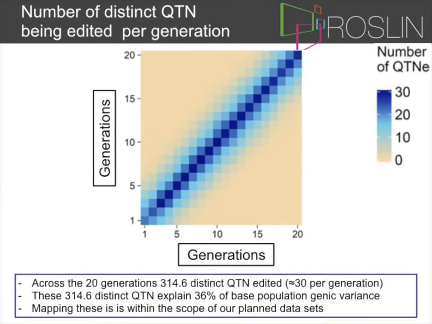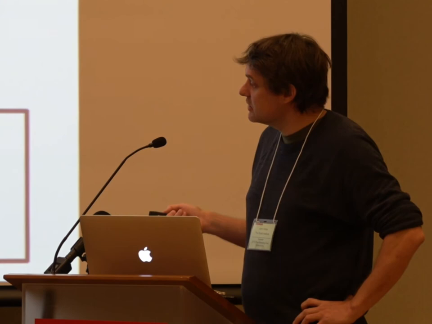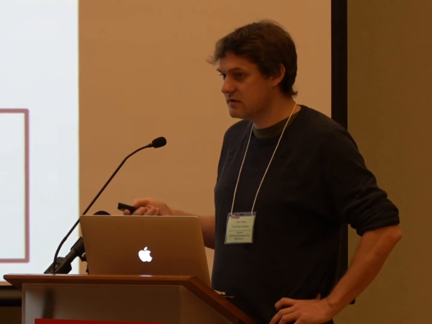So I appreciate that this is a simulation. But if it was to work in practice, a key parameter is how many causal variants I would need to discover. Across the 20 generations, we edited 314 distinct alleles, distinct QTN, out of the 10,000, so a very small amount. These 314 QTN explain about 36% of the base population, and we think that mapping these is within the scope of the data sets that we have in livestock, where we've got a few million animals with genotypes in every species at this stage. And if you divide this number by 20, you basically need to discover 15 causal variants per year, per generation, to double your genetic gain.